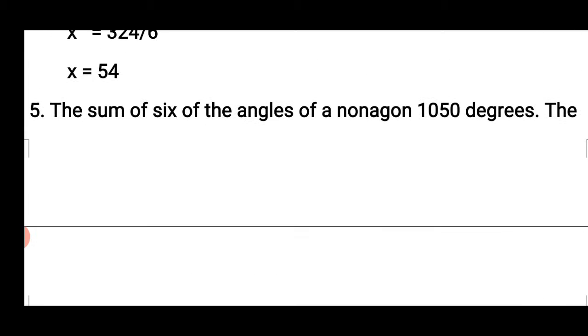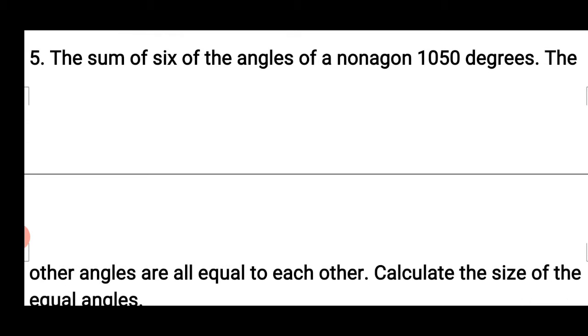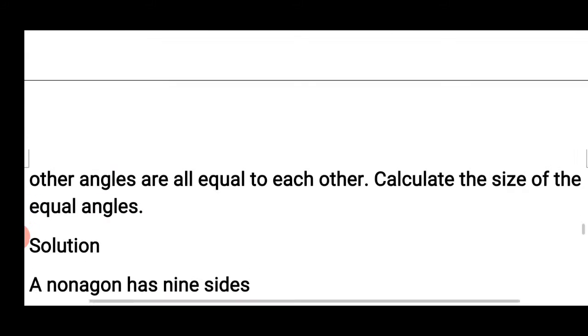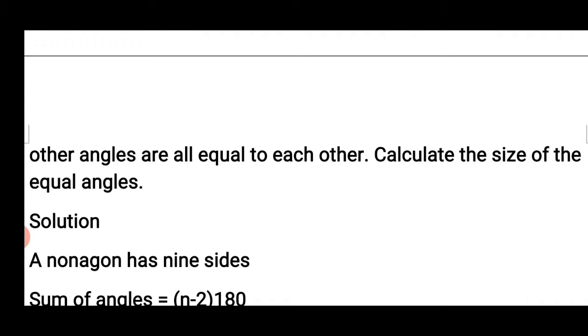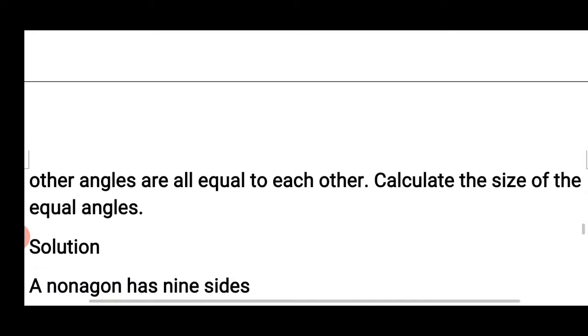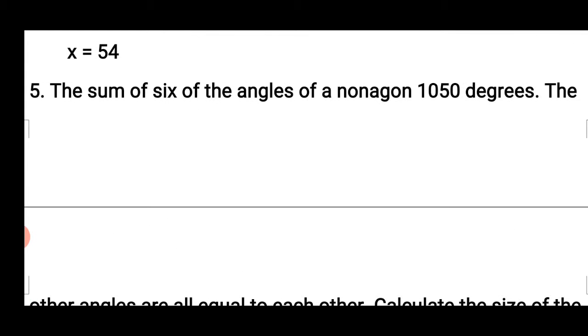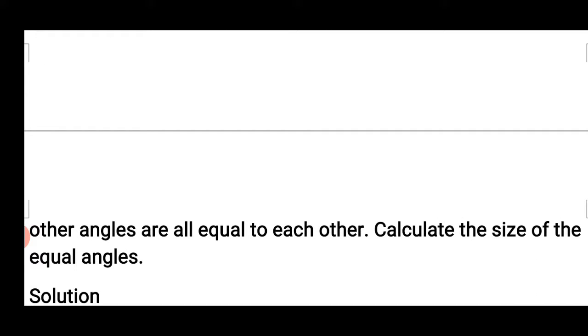Look at the question again. The sum of 6 of the angles of a nonagon is 1050 degrees. The other angles are all equal to each other. Calculate the size of the equal angles. A nonagon has 9 sides and it will also have 9 angles. Out of the 9 angles, 6 have been added together according to the question. It says the sum of 6 is 1050 degrees, but the remaining ones are equal to each other.